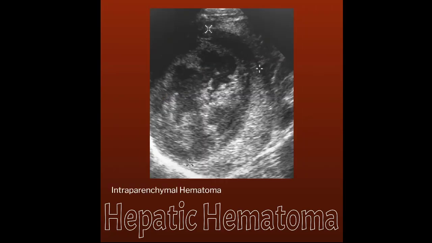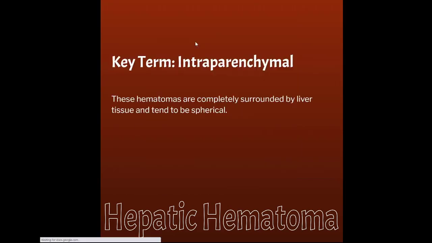We can compare that then to an intraparenchymal hematoma. Intraparenchymal hematomas are going to be found within the liver tissue, typically then surrounded by liver tissue. So here we can see a rather large intraparenchymal hematoma. It's very complex looking, so this is most likely an older bleed, but we can see the liver tissue around it. So intraparenchymal hematomas are completely surrounded by liver tissue, and we tend to see them be round, spherical in shape.